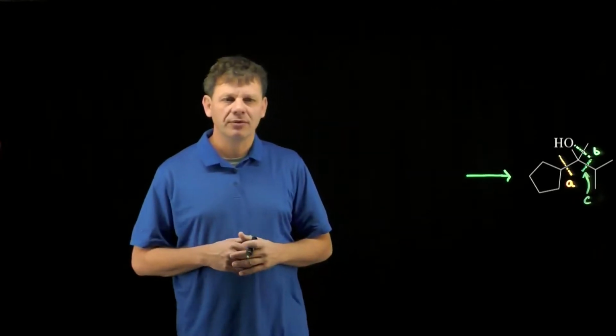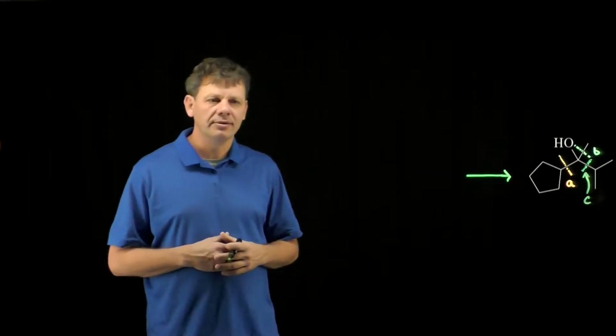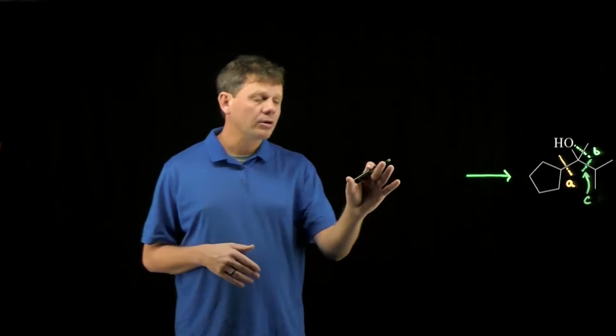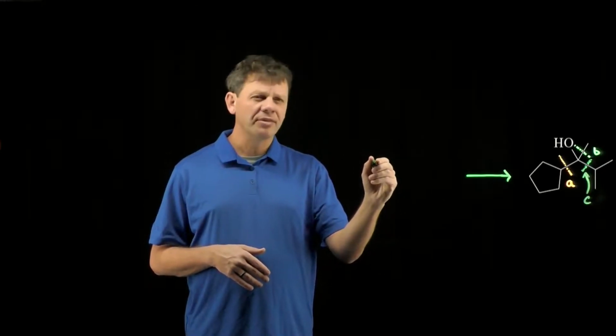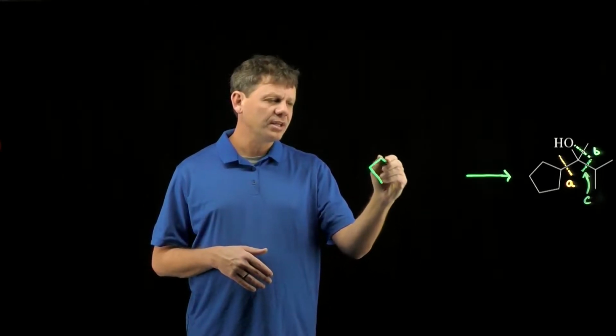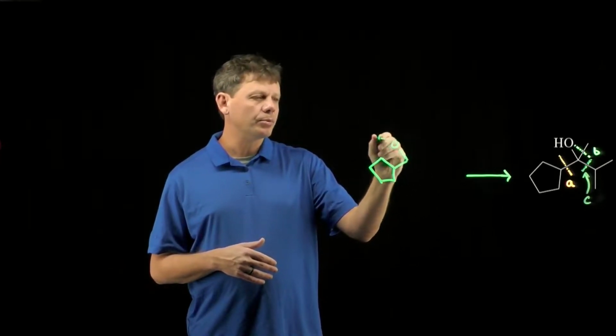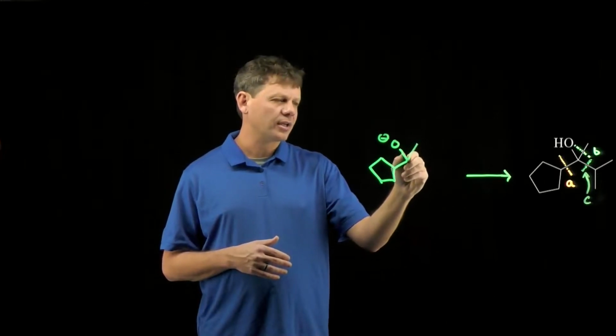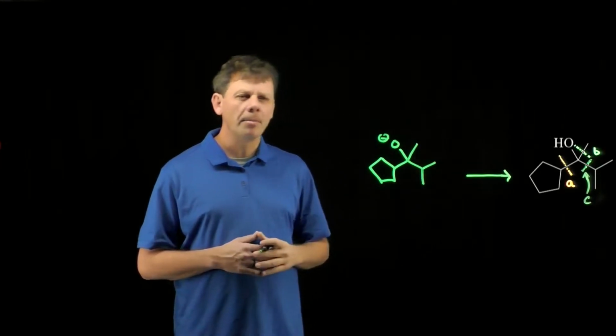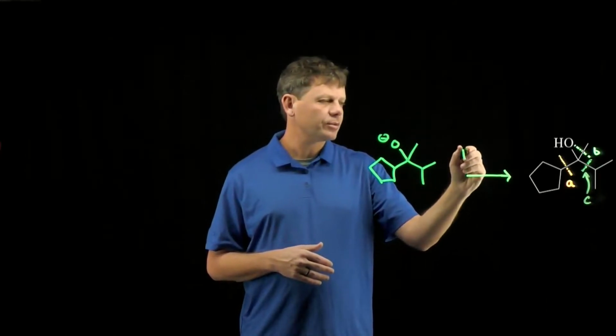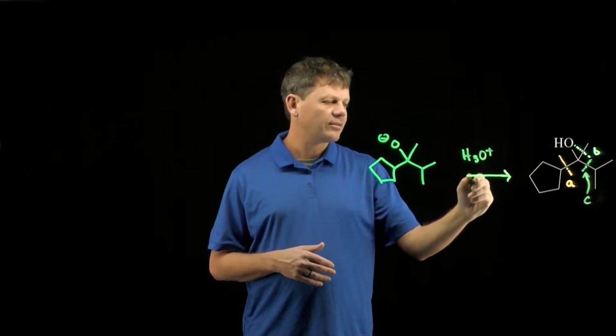I'm going to give you bonus footage. We're going to get to see all three ways that we can do this. Now, it turns out that whichever way we start with is going to proceed with the same last step, and that's going to be to protonate this alkoxide. So regardless of what bond we make, we're going to finish this reaction with an acid quench.